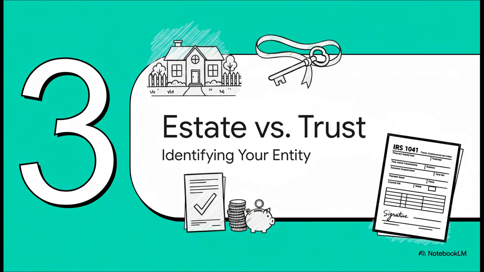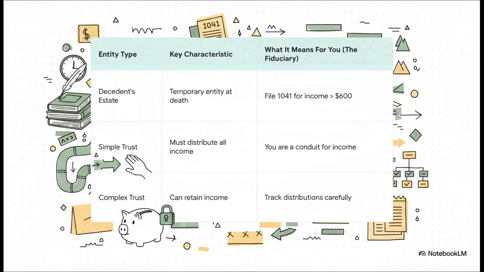But, and this is a big but, how you actually fill it out depends entirely on the type of entity you're managing. So let's quickly break down the most common types. Okay, let's look at this table. First up, a descendant's estate. This is the most common one you'll see. It's temporary, and it just exists until all the assets are passed out.